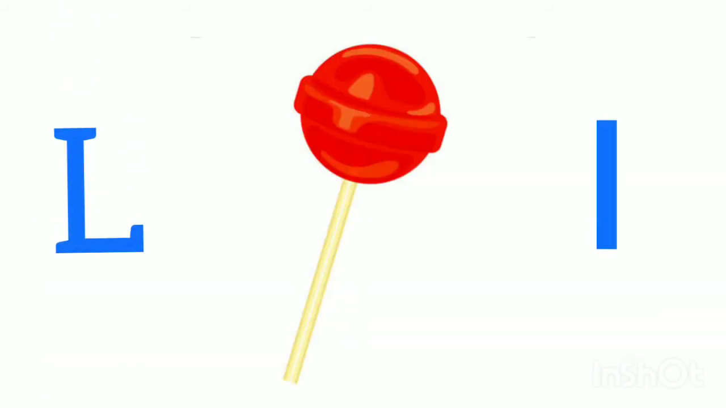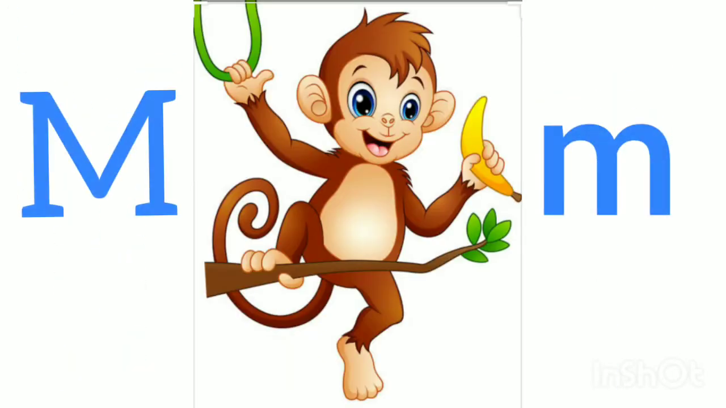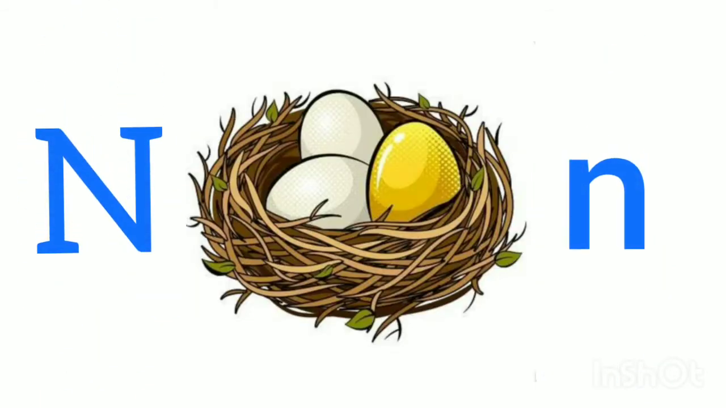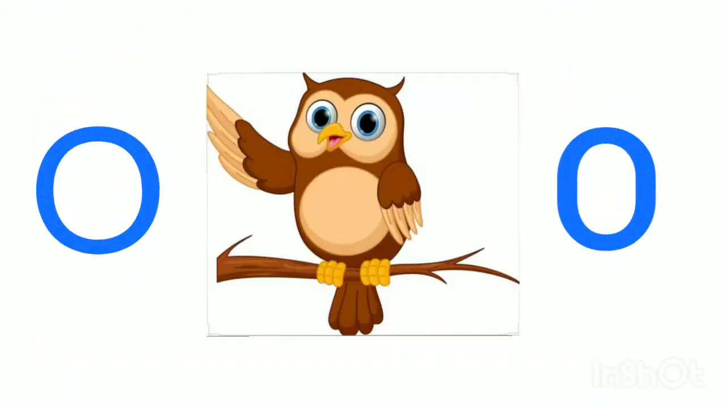L for lollipop. L makes L. M for monkey. M makes M. N for nest. N makes N. O for owl. O makes O.